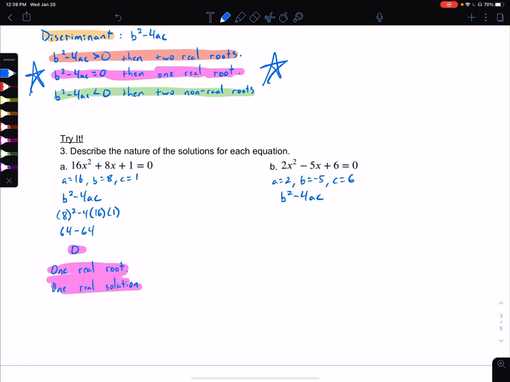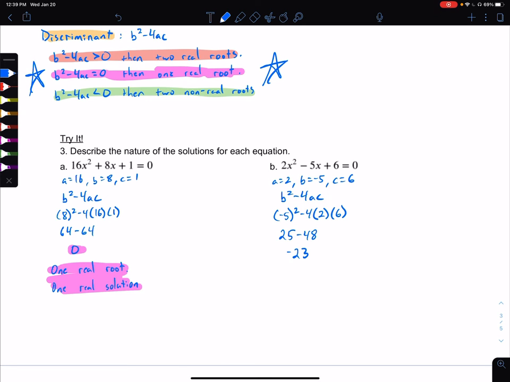So we're still going to use our discriminant. We get -5 squared. Make sure that -5 is in parentheses, otherwise you're going to make a mistake there. a is 2, and c is 6. So -5 squared would be 25. And then we have 4 times 2 times 6, which would be 48. 25 minus 48 would be -23.